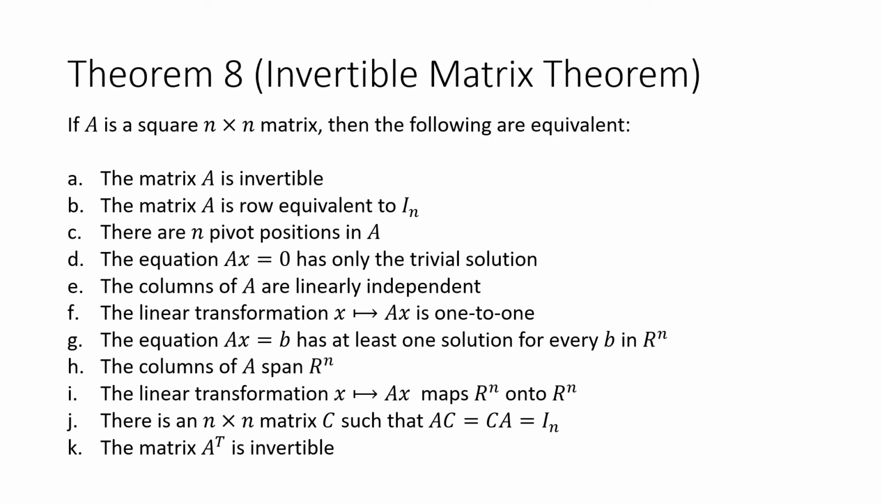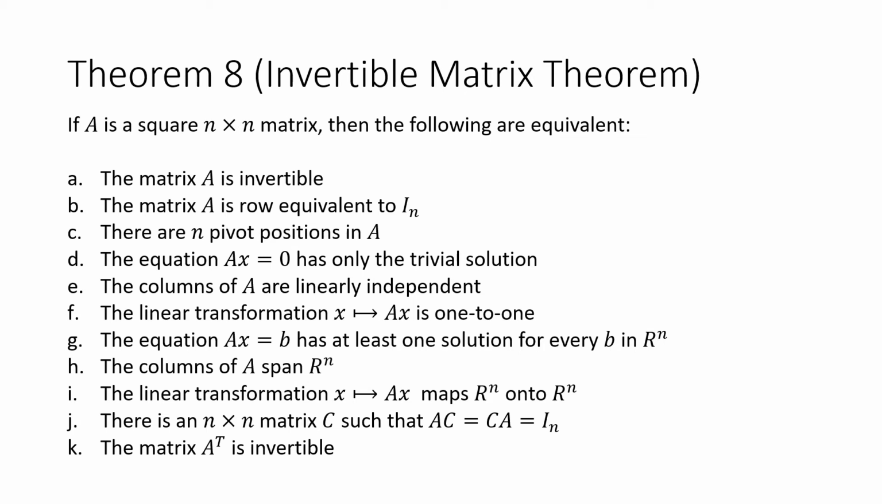Point I, the linear transformation x to Ax, again the same one we used in point F, maps R^n onto R^n. Now this language is a little bit different than what we've used so far, but think of what it says: it maps R^n onto R^n. Onto means that no matter what you have in that codomain, you can get to it. Well, that's pretty much the same as the last couple of points we saw. It says that if you take any vector in R^n, then you can start with something else in R^n, multiply by A, and you're going to get it. Same thing.